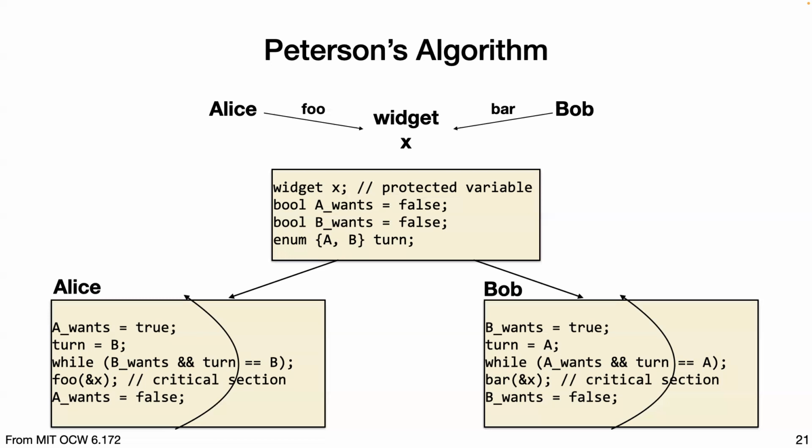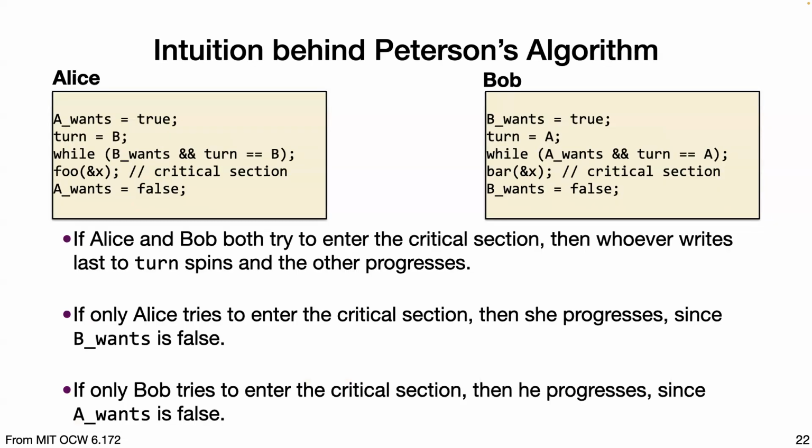Yeah, it's a little confusing for sure. I'll do some proofs on it and hopefully that can make it clear. And if it's still not, then we can go back to it. So this is the algorithm. And the intuition is that if both of them try to enter the critical section, then this is kind of what you're getting at. Whoever is the last one to update turn has to spin and the other one will progress, because turn is equal to whatever they just set it to, and then they can't continue.